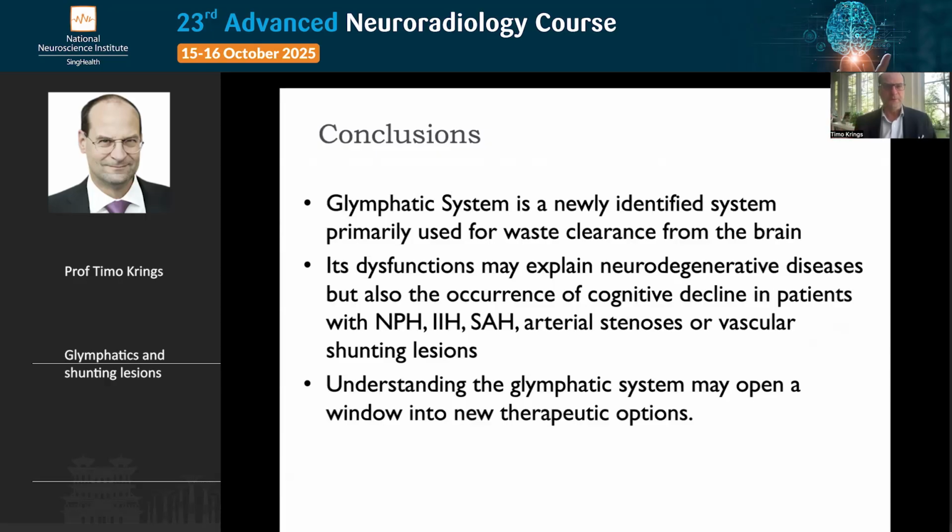So to conclude, the glymphatic system, as you've heard in this session, is a relatively newly identified system used for waste clearance. Its dysfunction may explain not only neurodegenerative diseases, but also the cognitive decline associated with NPH, with SIH, with intracranial hypertension, but also with vascular shunting lesions. And so understanding the glymphatic system may therefore open a window into new therapeutic options.